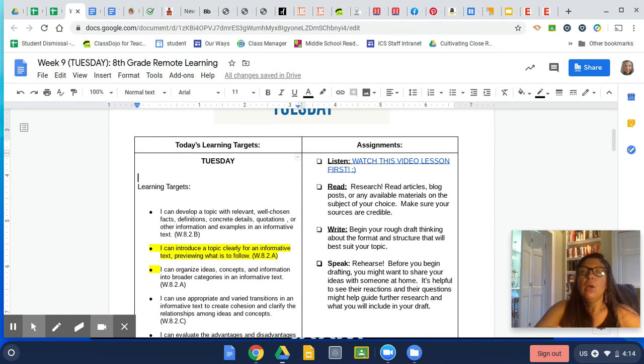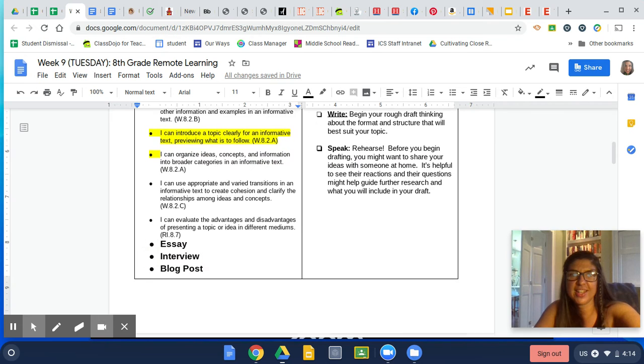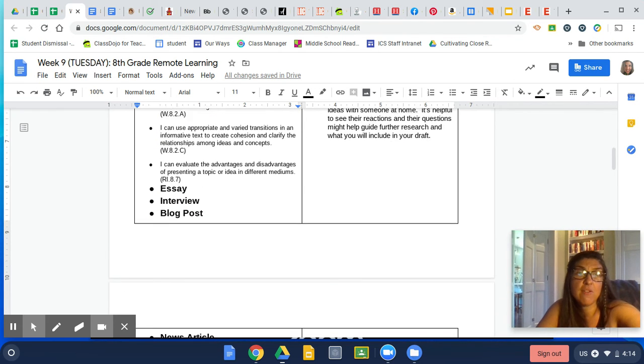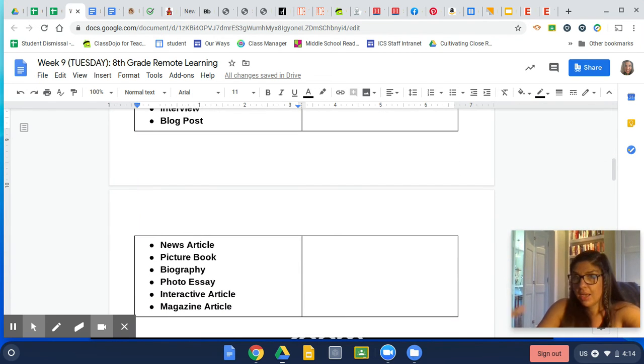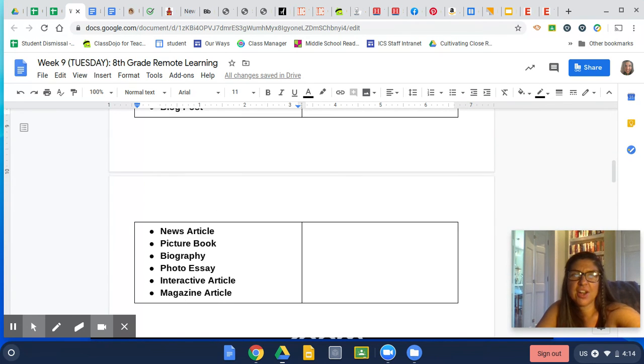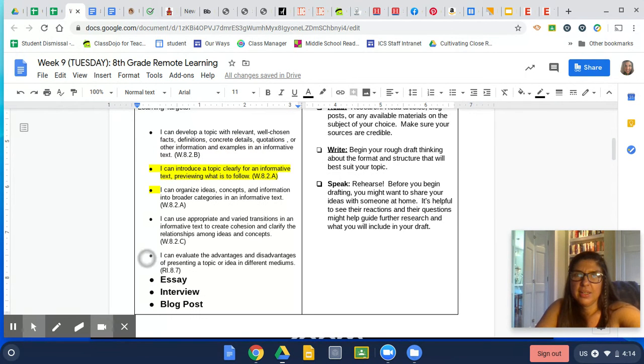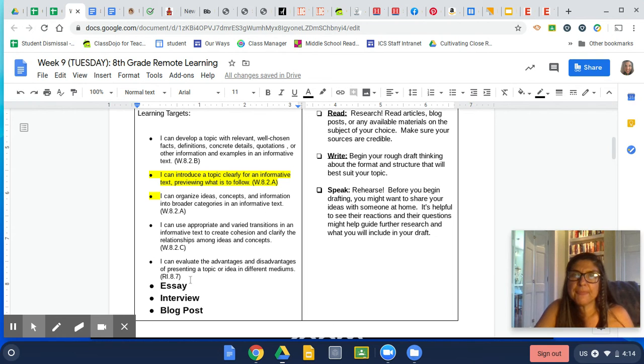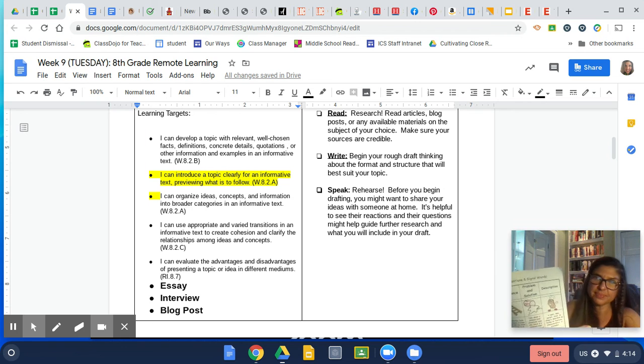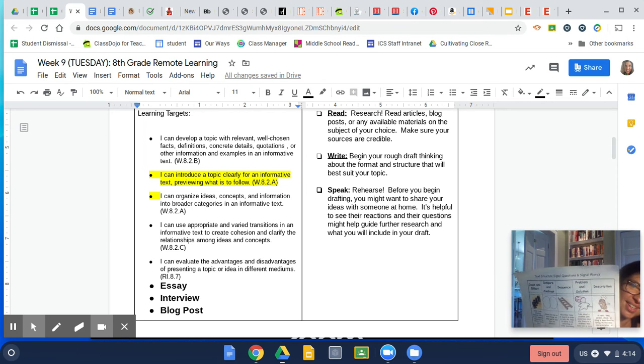So when you begin your rough draft, you want to think about what format you're going to use. Remember, they're listed here, I kept them here. Is it going to be an essay, an interview, a blog post, a news article, a picture book, a biography, a photo essay, interactive article, magazine article? We looked at some of these last week as well. And then you also want to think about, in addition to your format, what structure will you use? So I am going to use that. Here's our structures. I'm going to use that descriptive structure.